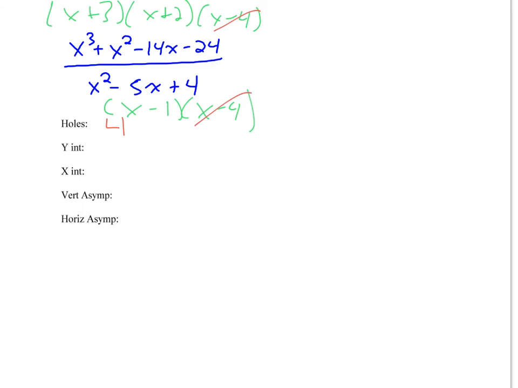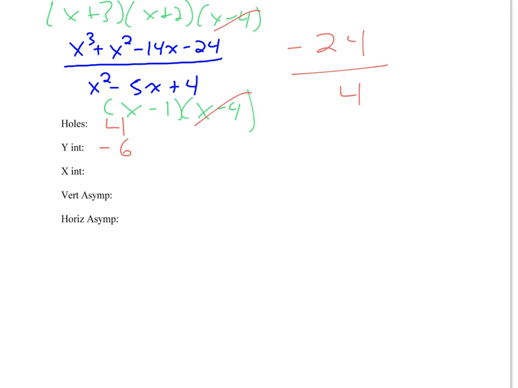Okay, my y-intercept, I let x be 0. Of course, we know what happens now. All the x terms become 0, so I'm left with negative 24 over positive 4, which of course is negative 6. That's my y-intercept.